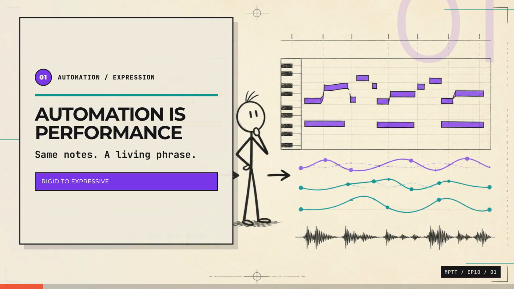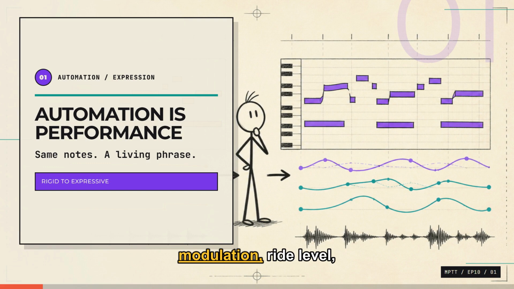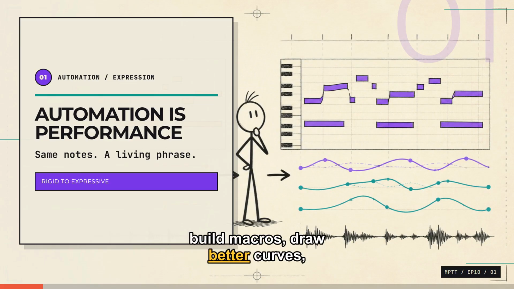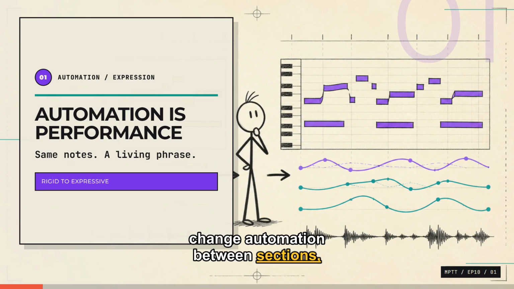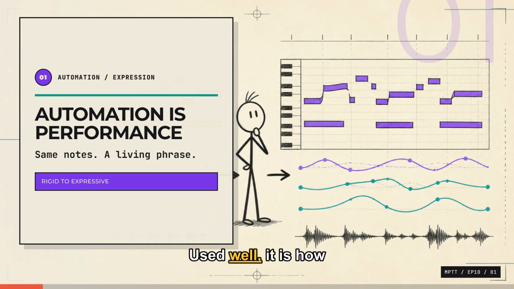In this video, we will build that motion with 10 practical techniques. We will isolate parameters, shape filters, use LFO modulation, ride level, write MIDI expression, create stereo motion, build macros, draw better curves, change automation between sections, and bypass everything that does not help. Automation in music production is not decoration. Used well, it is how a programmed part learns to breathe.